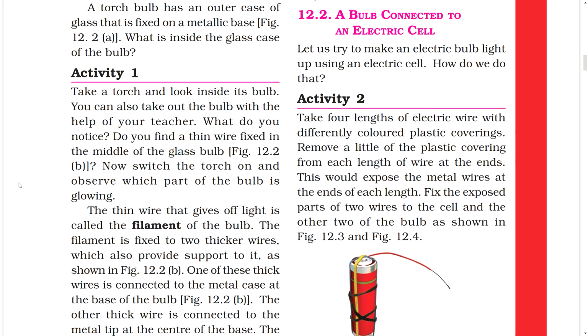Activity 1. Take a torch and look inside its bulb. You can also take out the bulb with the help of your teacher. What do you notice? Do you find a thin wire fixed in the middle of the glass bulb? Now switch the torch on and observe which part of the bulb is glowing. The thin wire that gives off light is called the filament of the bulb.